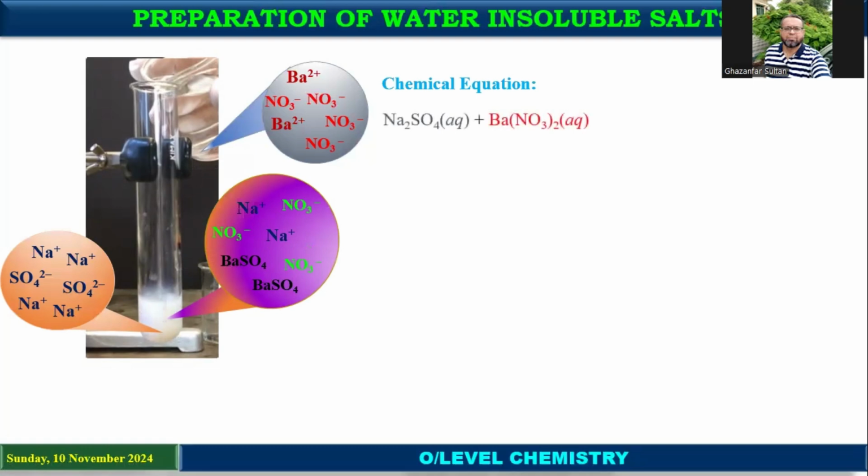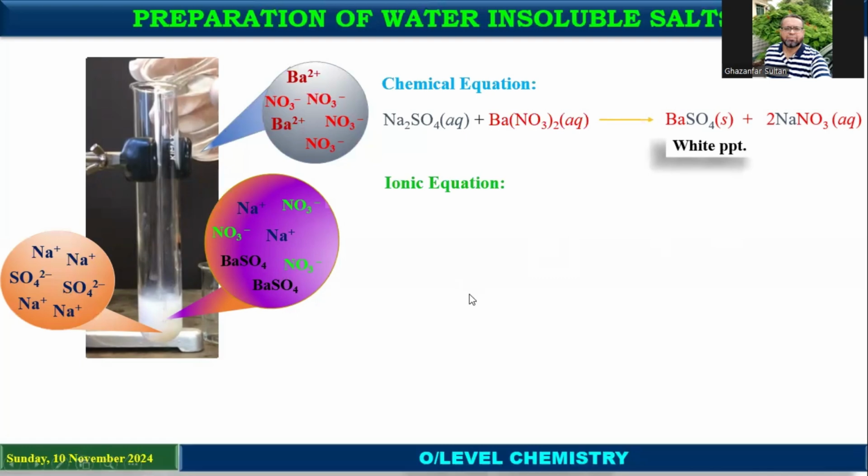See the chemical equation. Sodium sulfate combined with barium nitrate aqueous solution. When both of these aqueous solutions are mixed together, they produce an insoluble salt. Barium sulfate, it is an insoluble salt, and sodium nitrate aqueous, so its ions remain there. So white precipitate of barium sulfate is obtained.